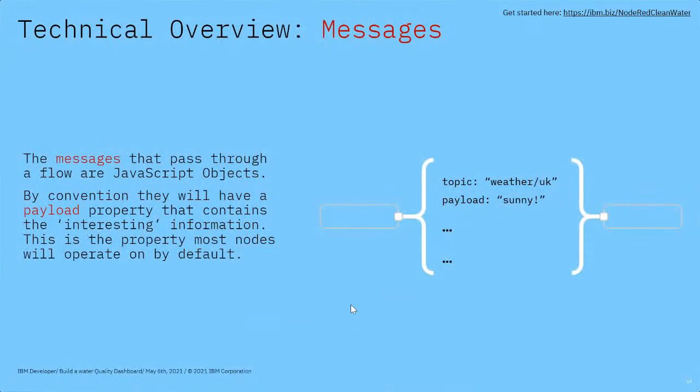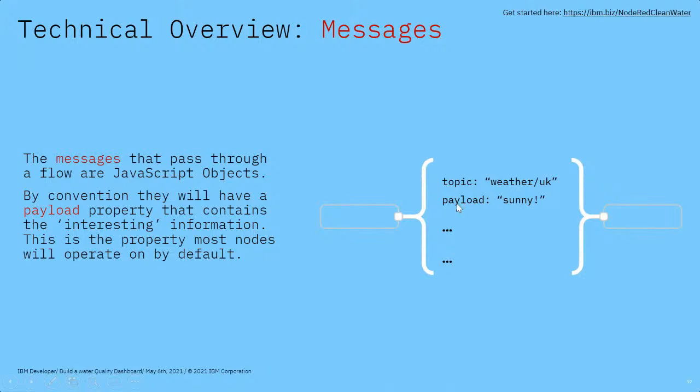Then what are messages? We talked about the flow, we talked about nodes, and now we are talking about messages. The messages that are passed through a flow are JavaScript objects. So here you can see a topic that is weather and UK, and the payload is sunny. By convention, they will have a payload property that contains the interesting information.